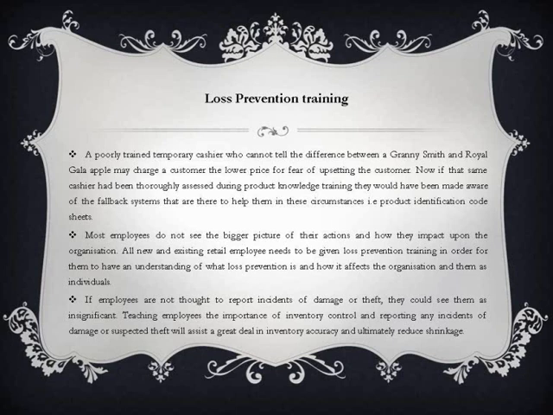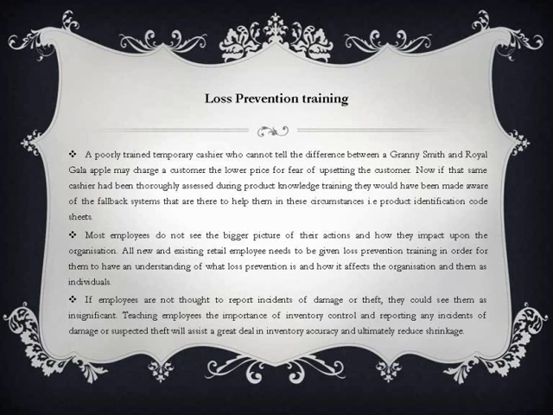Product identification code sheets. Most employees do not see the bigger picture of their actions and how they impact upon the organization. All new and existing retail employees need to be given loss prevention training in order for them to have an understanding of what loss prevention is and how it affects the organization and them as individuals. If employees are not taught to report incidents of damage or theft, they could see them as insignificant.